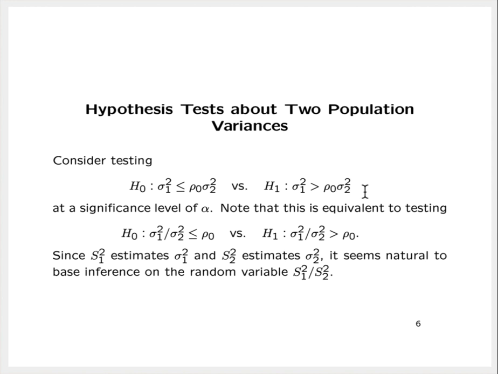Now, we can re-express these hypotheses in terms of the ratio of the two population variances. Specifically, if we divide both sides of the inequality in each of these hypotheses by sigma 2 squared, then we get hypotheses stated in terms of the ratio sigma 1 squared over sigma 2 squared. And so the null hypothesis becomes that sigma 1 squared over sigma 2 squared is less than or equal to rho sub 0, versus the alternative that sigma 1 squared over sigma 2 squared is greater than rho sub 0.